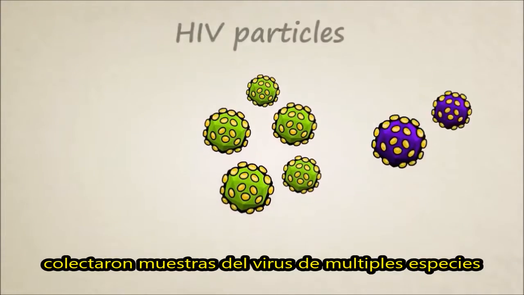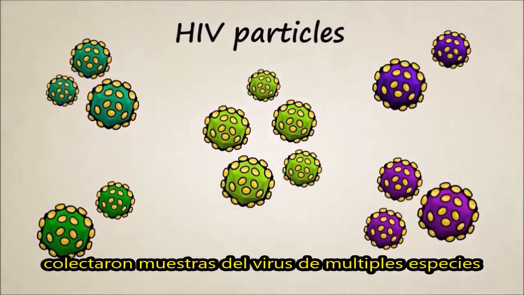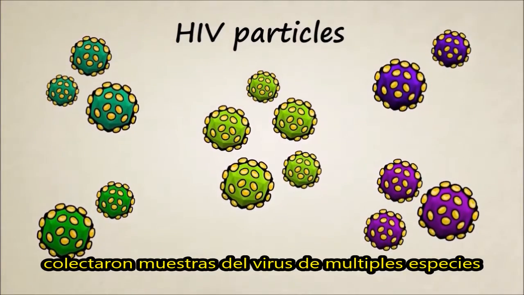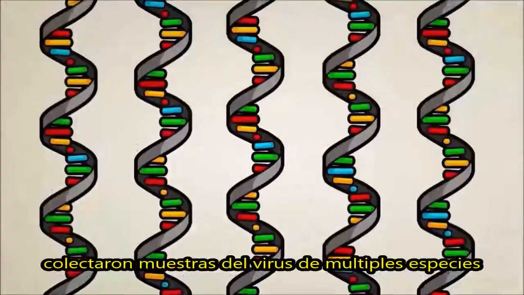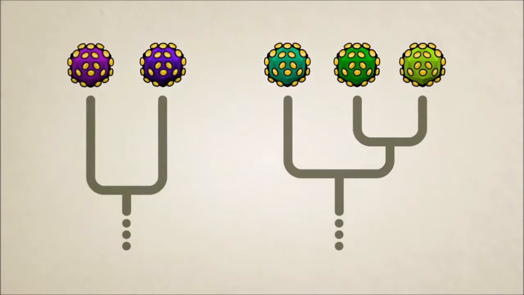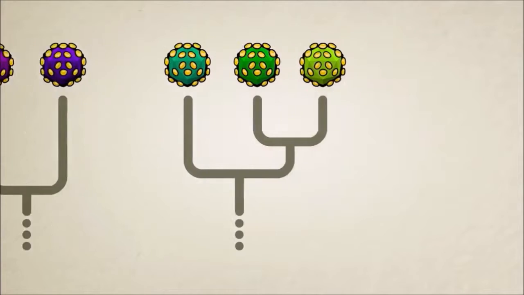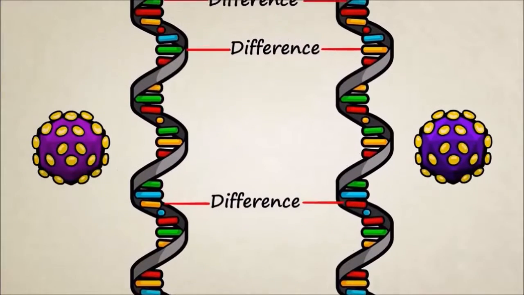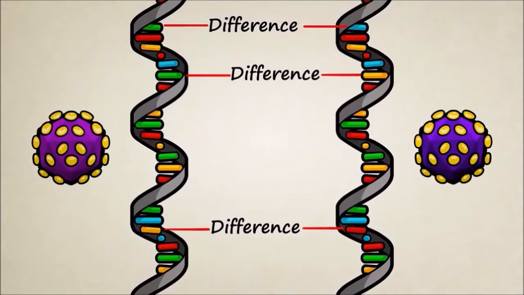Scientists collected samples of HIV from multiple patients in the US and found that there were several slightly different versions being passed around. They analyzed the genetic code of each version and began to build Darwinian evolutionary trees for the virus. They built their trees using the same methods that other geneticists use to make evolutionary trees of plants and animals.